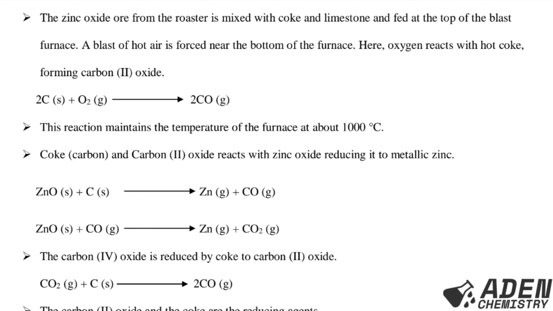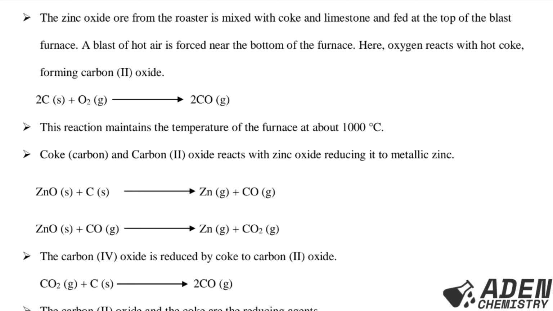So next we're told coke, that is carbon, and carbon monoxide react with zinc oxide from the roaster, reducing it to metallic zinc. The equation for those reactions will be zinc oxide solid reacting with coke, giving us zinc in a gaseous form and carbon monoxide gas. The second equation will be zinc oxide solid reacting with carbon monoxide gas, giving us zinc in a vapor form and also carbon dioxide gas.